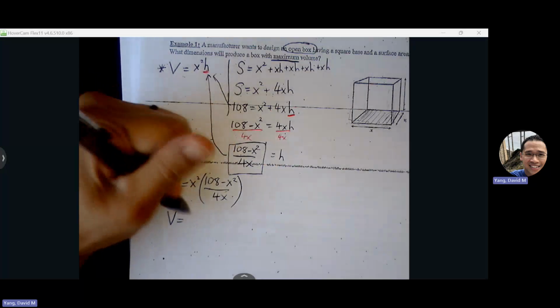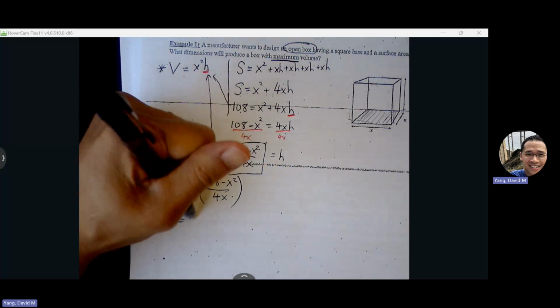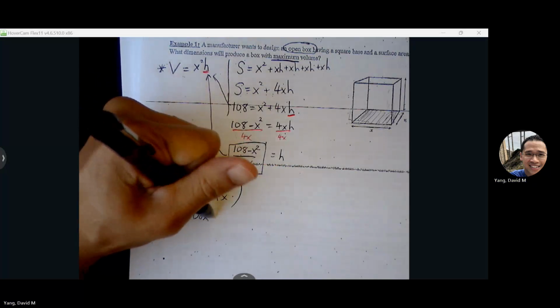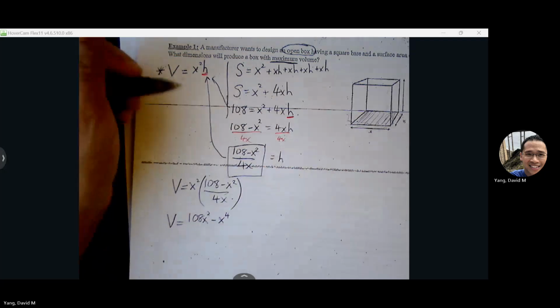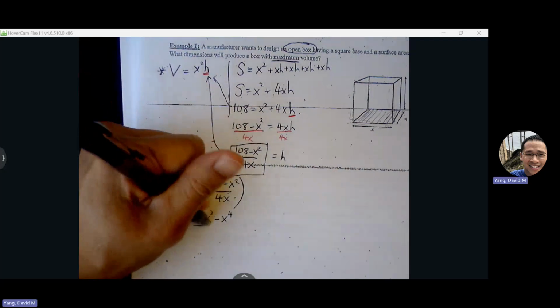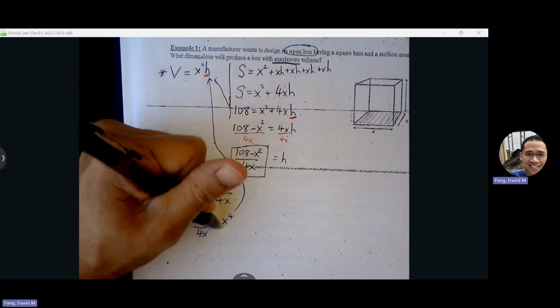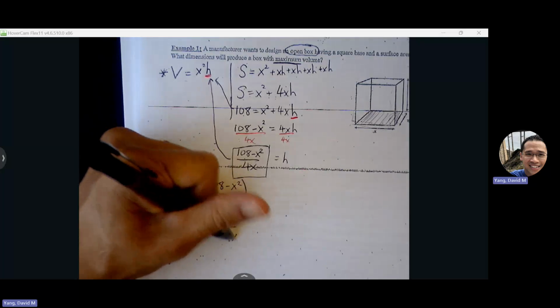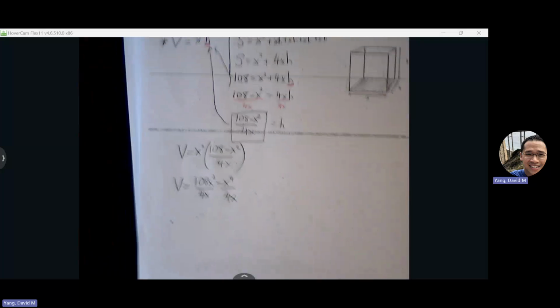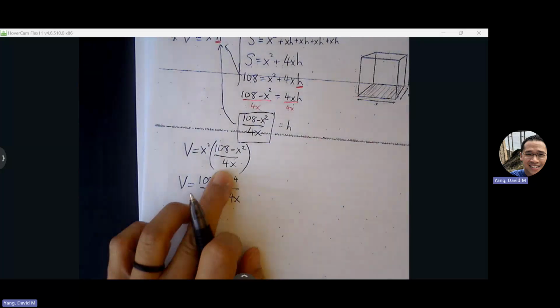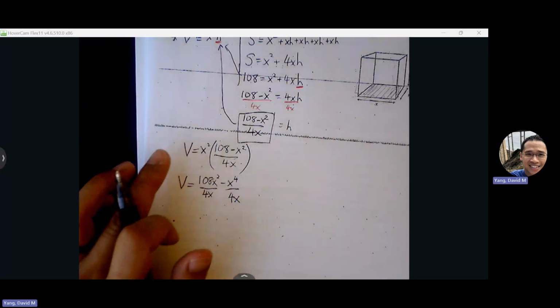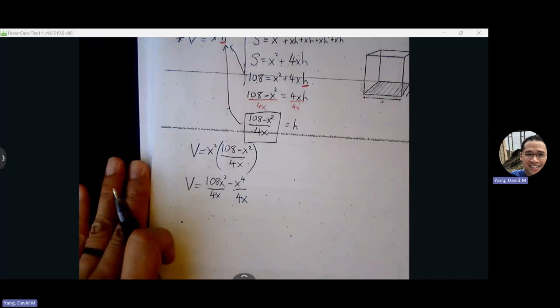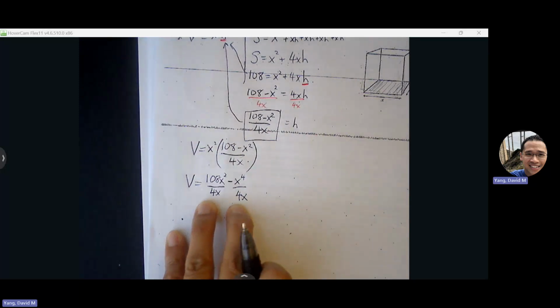So I'll distribute the x squared through. And I'm also going to begin separating into individual fractions. We can do this simply because there's only one term in the denominator. If there were multiple terms below, if it was like 4x plus 1, then we're kind of stuck having to go through maybe quotient rule. But here we can avoid quotient rule since there's only a singular term below.